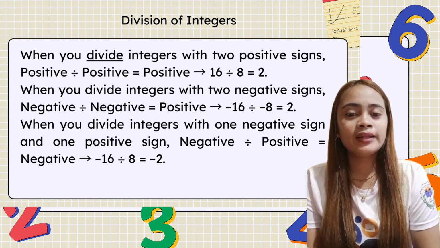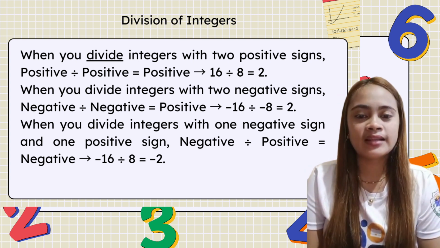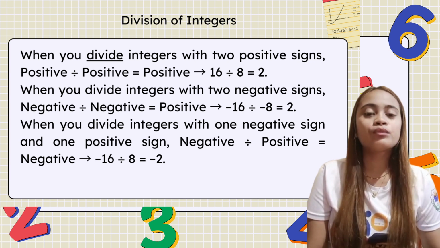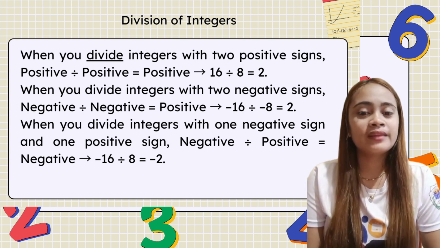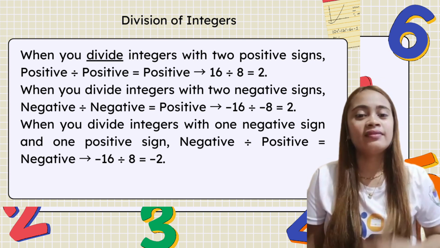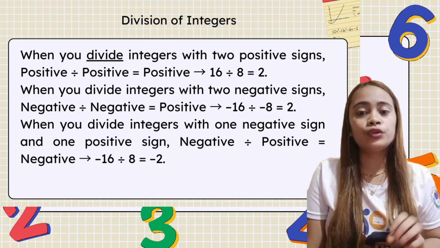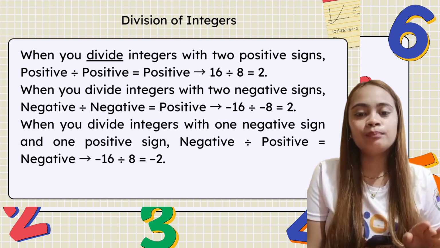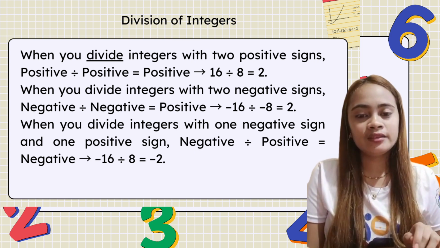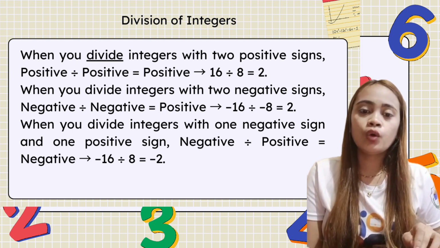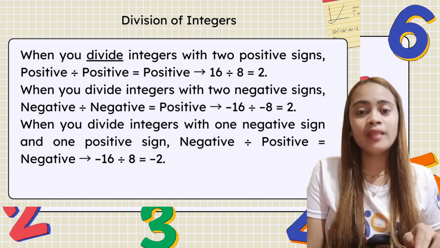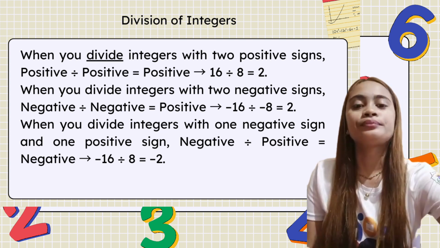When you divide naman integers with one negative sign and one positive sign, always remember na negative siya. Kasi nga, negative divided by positive will result to negative. For example, negative 16 divided by positive 8 will result to negative 2.